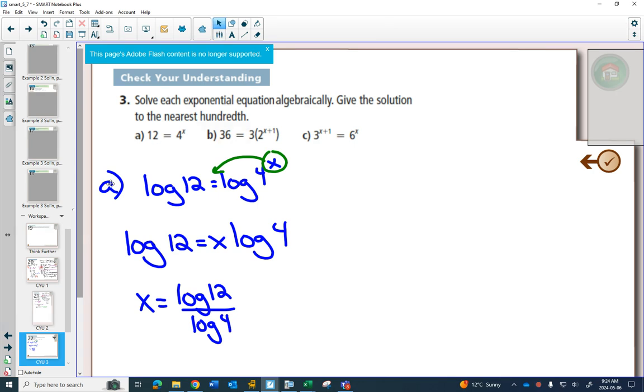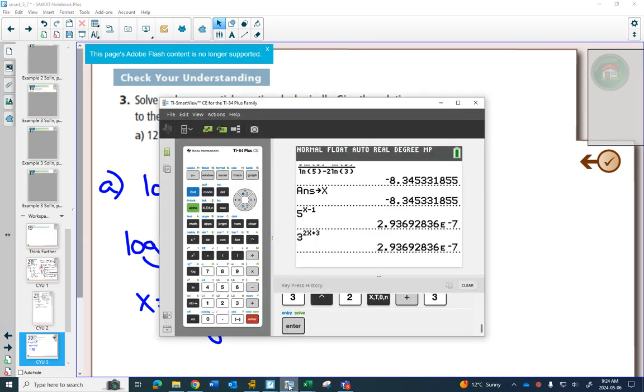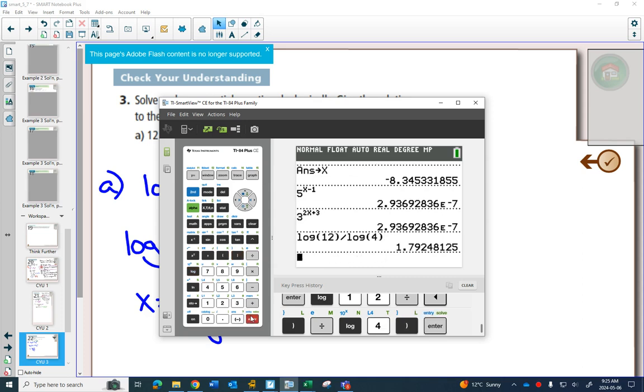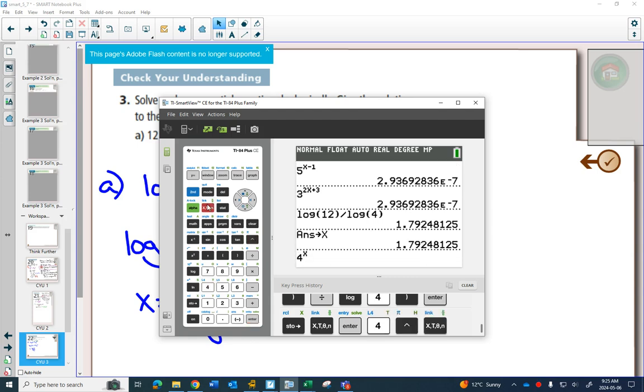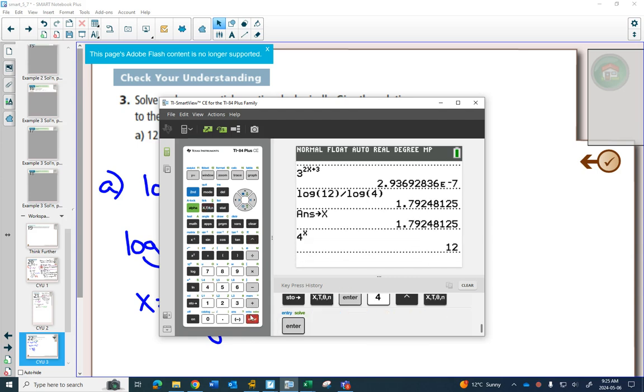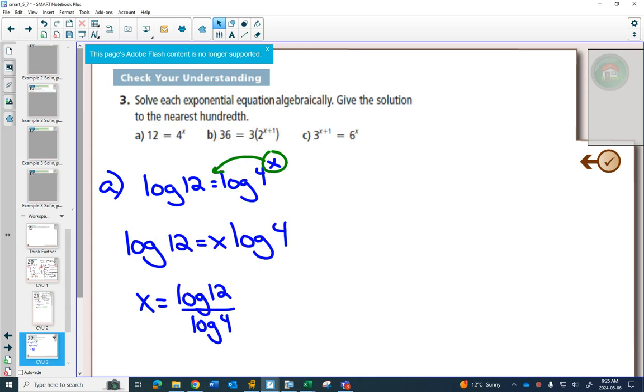And again, every single time you solve a logarithm, I want you to check to see if your answer is right. Is 4 to the power of x equal to 12? It is. Oh, I didn't write down the answer to 3 decimal places.